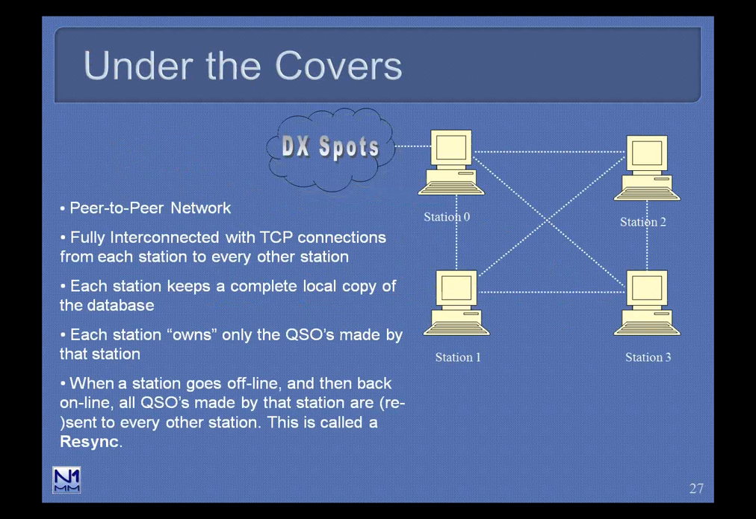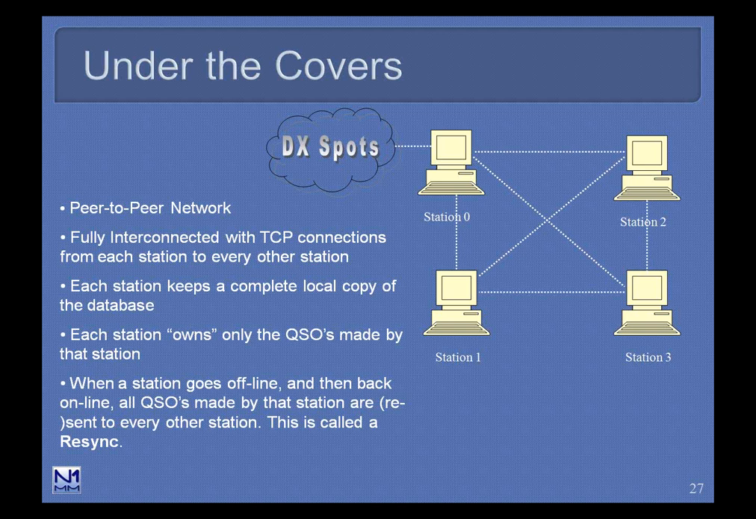Okay, this is probably the most important slide of my entire talk. If you understand what's going on in this slide, you'll understand everything else also. All of the stations in an N1MM network setting are connected together in a peer-to-peer network. In other words, there's a connection from each station to every other station. A fully meshed grid, some might call it. And this is important because a lot of people come in with the notion that it's a client-server arrangement, and that's not true. It's not a client-server setup. It's simply a peer-to-peer network.